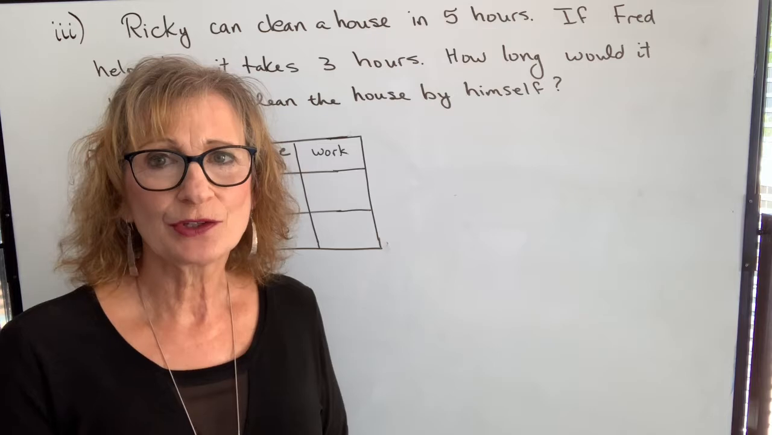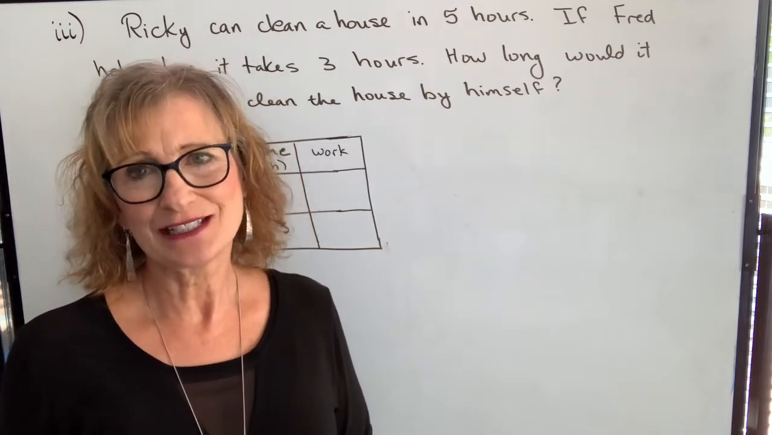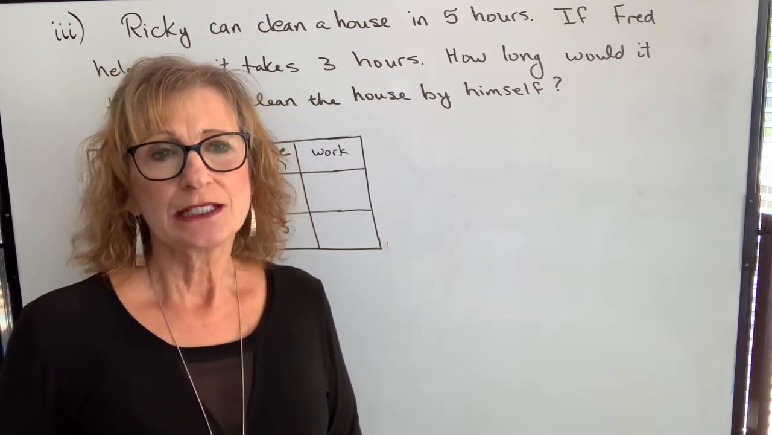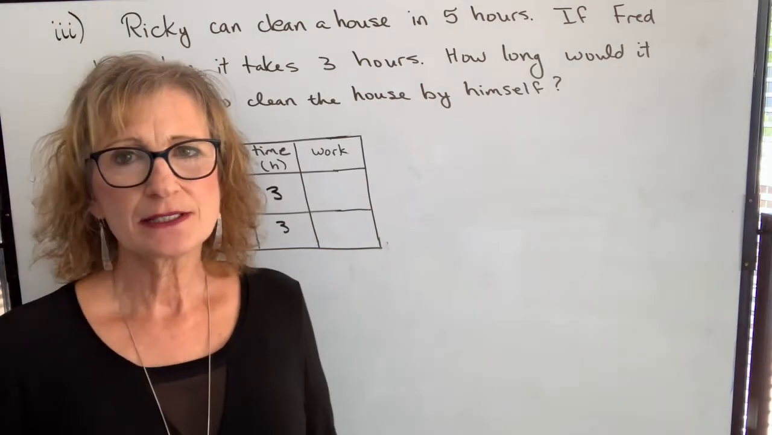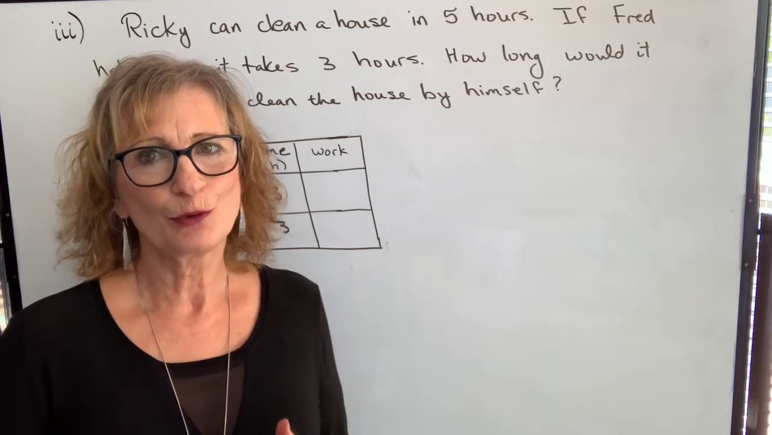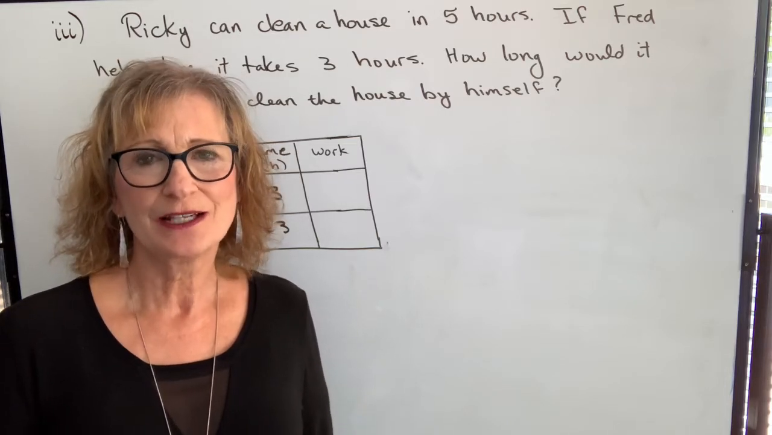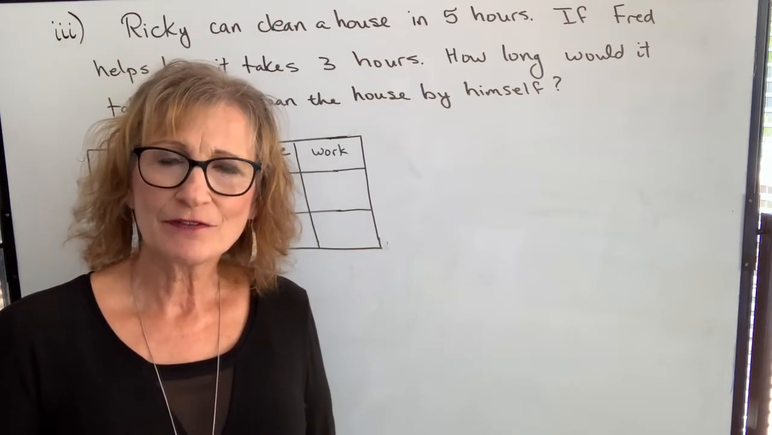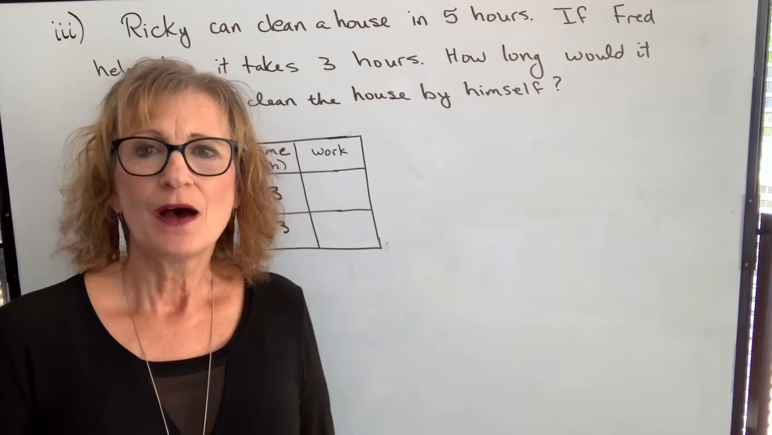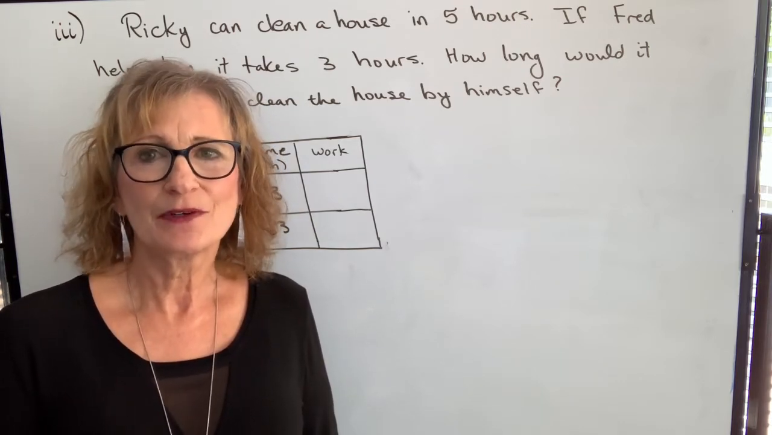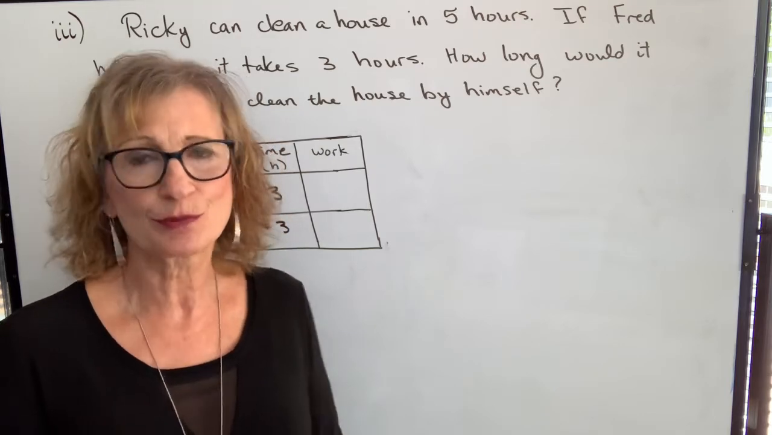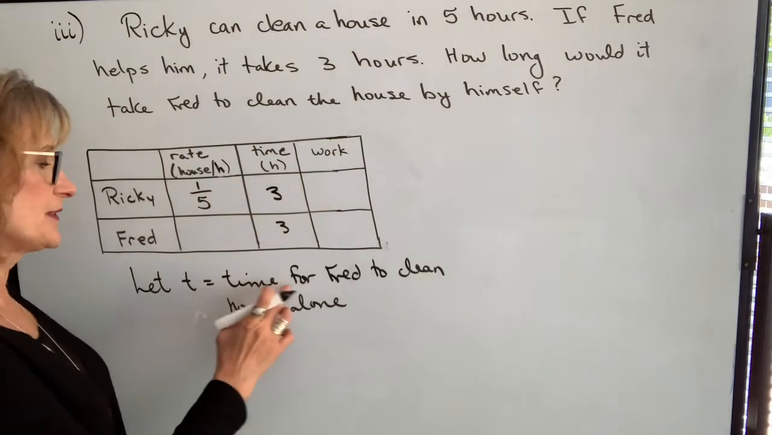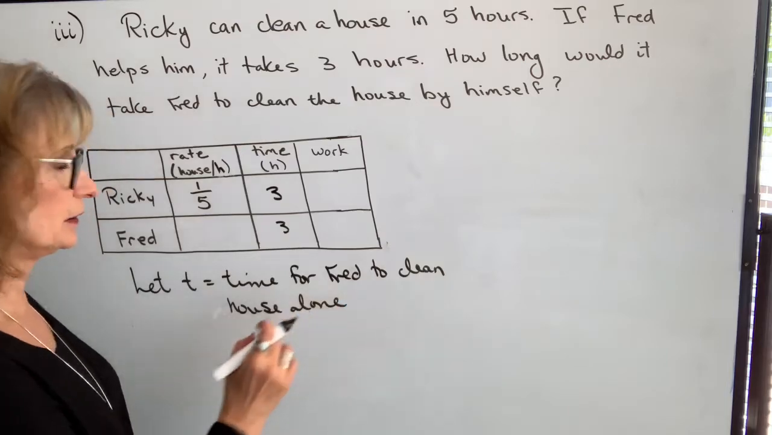But remember, when you get the rate, it doesn't tell us how long it takes. You could let your variable be how long it takes Fred alone. I typically like to make my variable represent what the question asks, so I'm not going to let R, the rate, be my variable. I'm going to let the time for Fred to clean the house by himself be the unknown, and then when I get an answer, I've answered the problem. So T represents the time for Fred to clean the house alone.